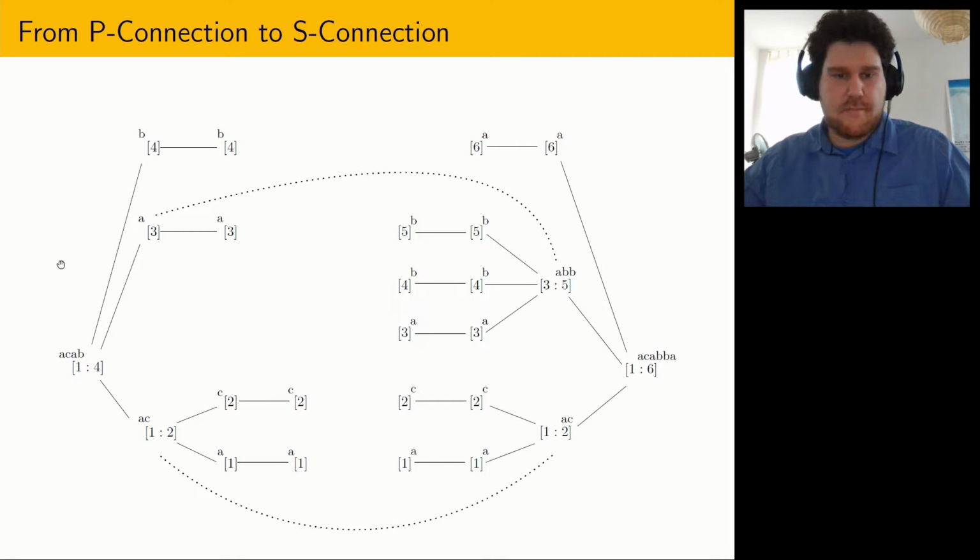And now to determine the maximum K for which these two words are K equivalent, we just look at all the nodes which contain the position 1 of both words. And then the maximum K for which both words are K equivalent is the maximum level on which these nodes containing position 1 are still S connected. In this case, here on level 1. So these two words are 1 equivalent.